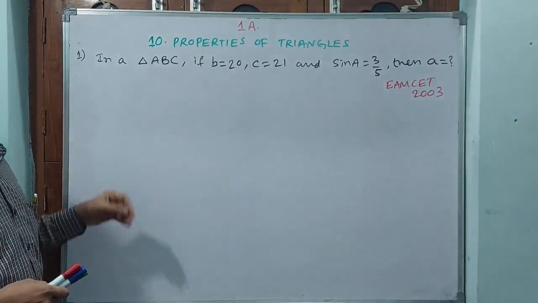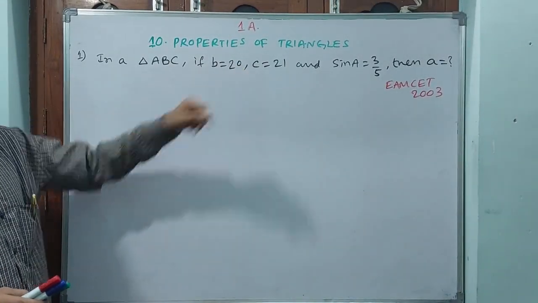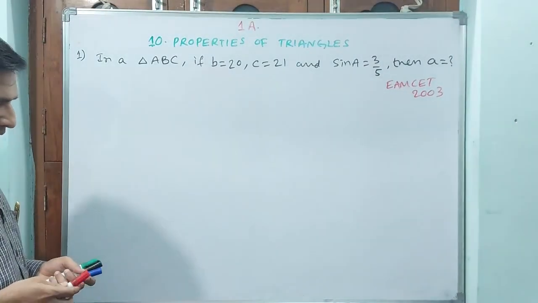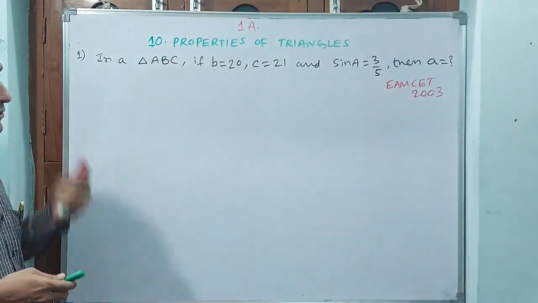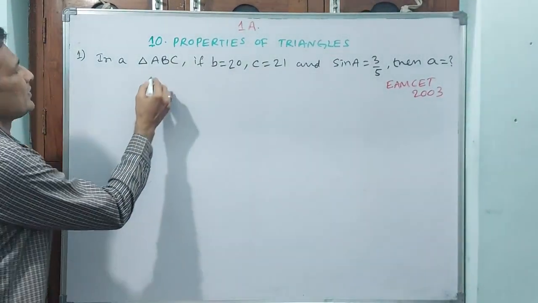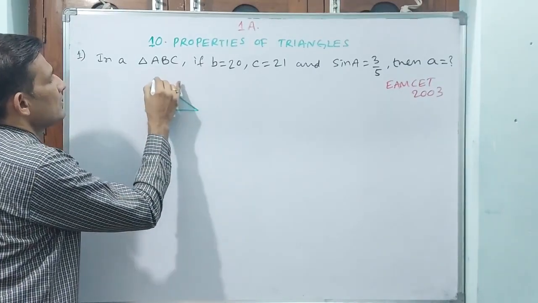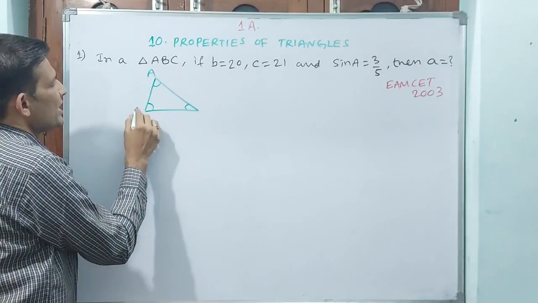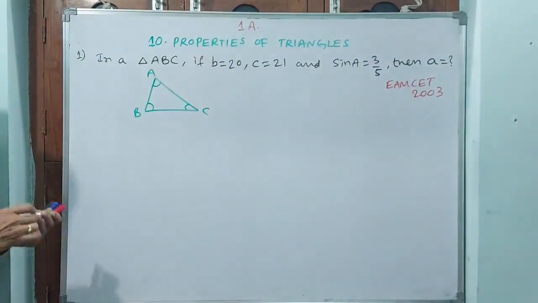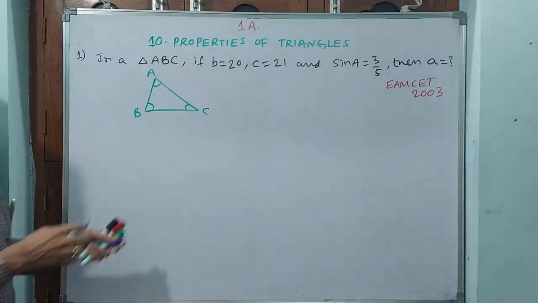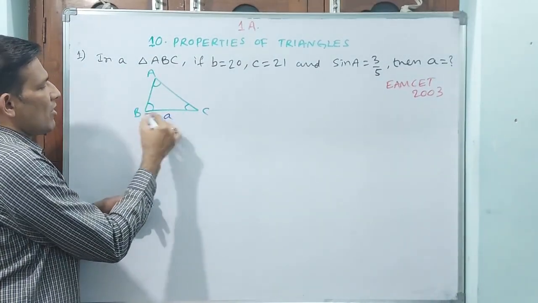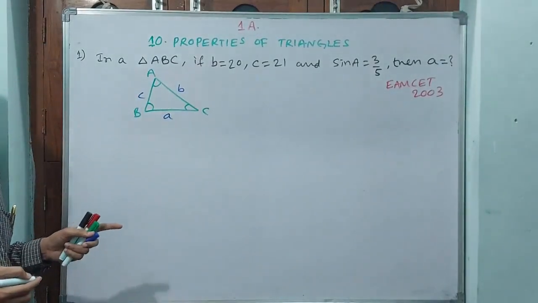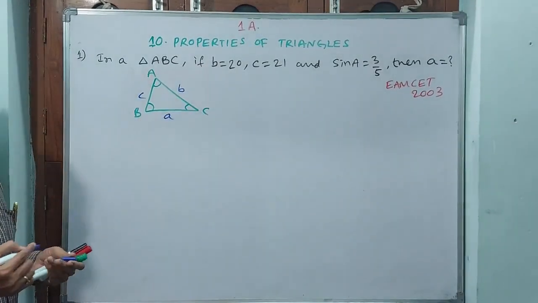In a triangle ABC, if small b is equal to 20 and small c is equal to 21, sin A is equal to 3 by 5. What is the value of small a? See here, properties of triangle already you know, but once again I want to tell you. See, this is a triangle. Angles we will show with capital letters A, B, C. Okay, angles. But what about sides? Opposite A, small a, opposite B, small b, opposite C, small c. These are sides.